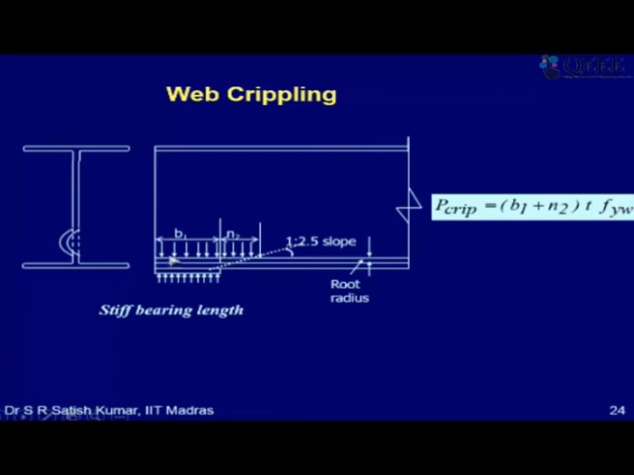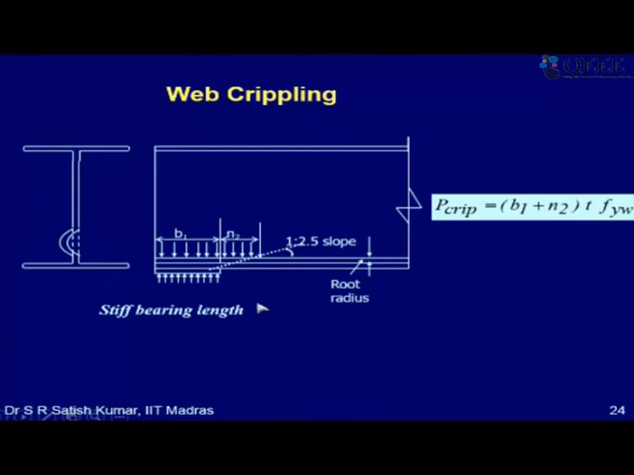Okay. So if you find that this P crippling is greater than the reaction that is coming, then crushing will not occur. If P crippling is less than that, then crushing may occur. So as I said, one option is to increase B1 to avoid crushing, or we may have to provide a stiffener at this location. The stiffener will look like this, like a maybe trapezoidal or rectangular plate welded at the flange web junction, so that this pressure will not make this web cripple. That is, it will not make it bend. So our stiffener will prevent this from crushing. Okay. So that is how it can be tackled.